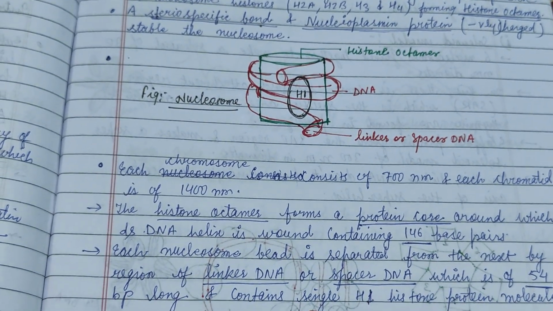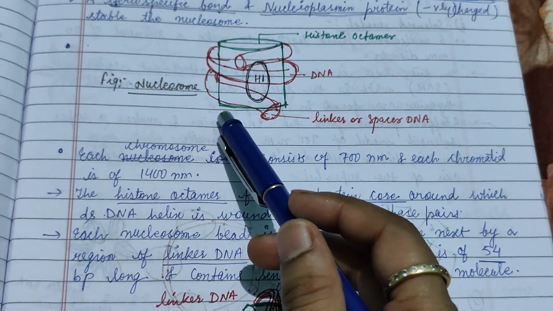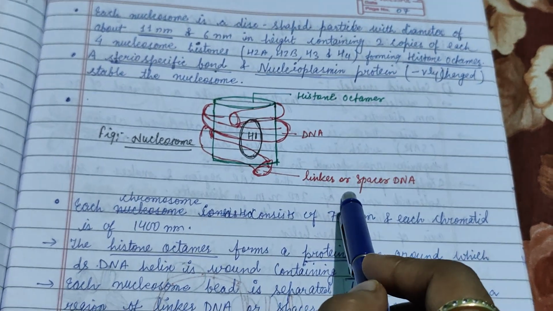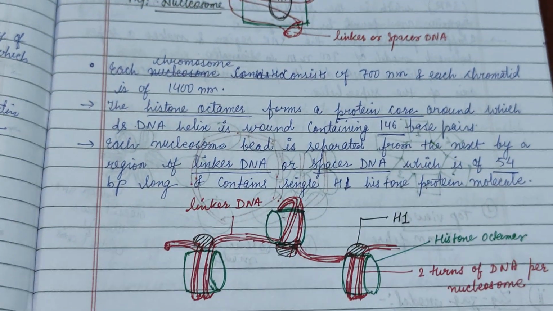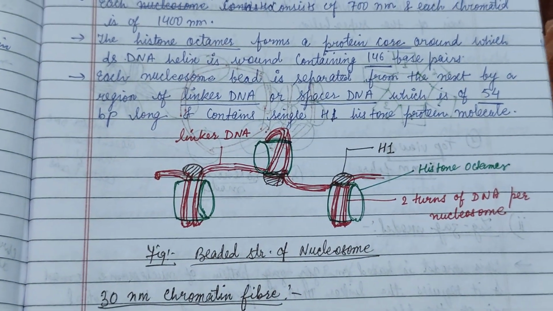A stereospecific bond and nucleoplasmin protein, which is negatively charged, stabilize the nucleosome. The H1 histone protein binds to a linker or spacer DNA. So the histone octamer and the linker DNA give the beaded structure of the nucleosome.